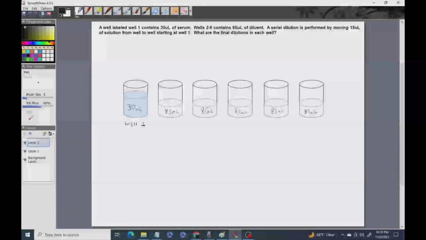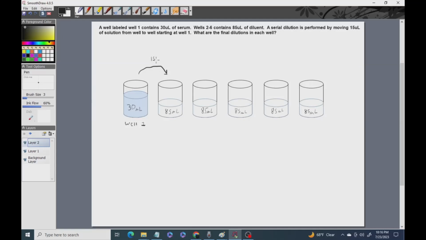In this problem, it says a well labeled well 1 contains 30 microliters of serum. Wells 2 through 6 contain 85 microliters of diluent. A serial dilution is performed by moving 15 microliters of solution from well to well, starting at well 1. What are the final dilutions in each well? So the first thing we want to do is go to well 1 and take out 15 microliters.